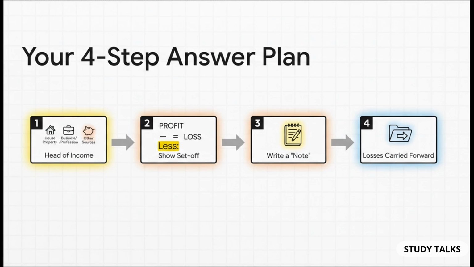So if you decide not to set off that LTCL against STCG, you write a note explaining why, citing the rule. That's how you prove your mastery. And finally, step 4, end with a clean summary of any losses that are being carried forward. Follow these 4 steps, and you are building an answer that deserves full marks.